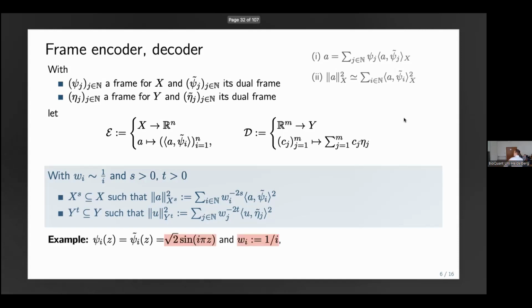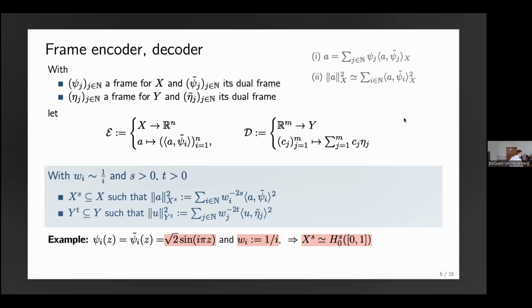Now let's do an example to make this a bit more clear. So assume I choose psi j simply as an orthonormal basis. I told you an orthonormal basis is in particular a frame, and I now choose an orthonormal basis of the space, for example, L2 on the interval 0, 1. And the weight is now exactly just 1 over i. And with this definition, X^s then just amounts to the Sobolev space H^s with 0 boundary condition, because I only take the sine functions, but I could also take cosine functions.